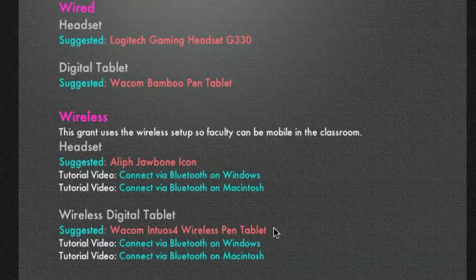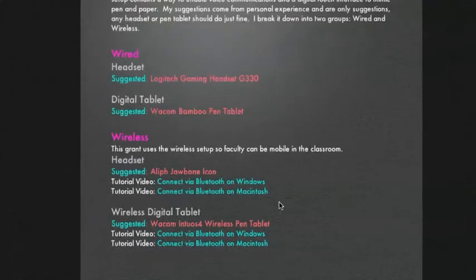The reason that I suggest going wirelessly is that in the classroom, you know, mobile. So you can still have this virtual classroom environment, but you can be mobile throughout the class, walking around using the tablet and still having audio through your headset. But these links here are just links to YouTube videos on tutorials on how to connect this hardware to your computer.